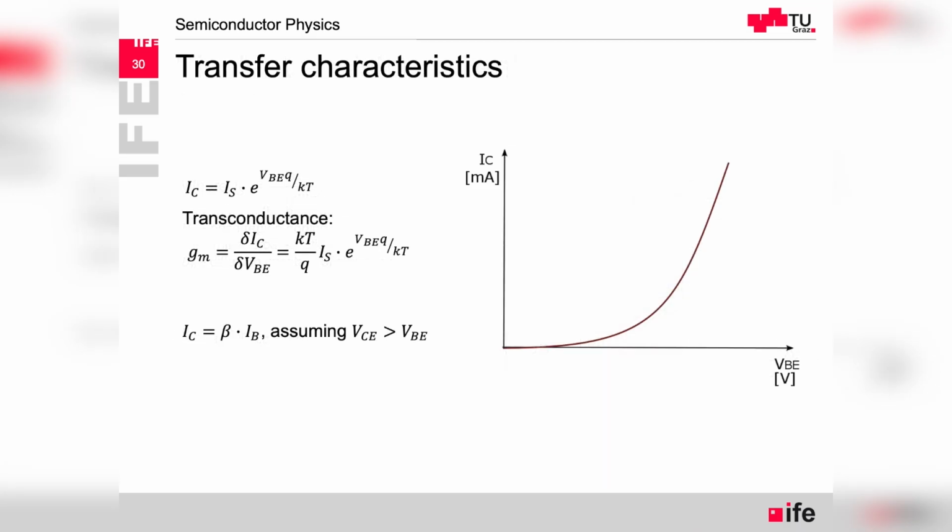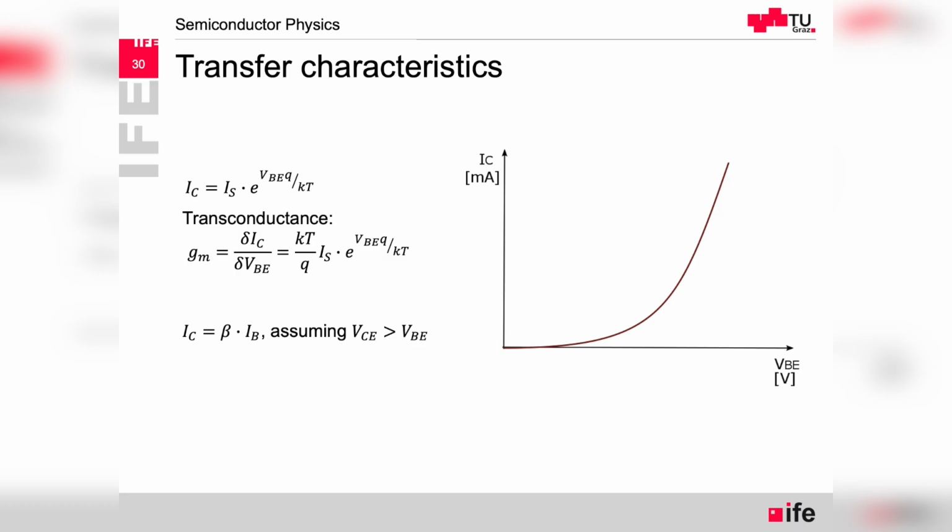For the transfer characteristic, we have the collector current as a function of the base-emitter voltage. So that's how we draw the transfer characteristics. Here we take the expression that we have already seen, but now actually plotting it as a function of this base-emitter forward voltage. What we can define here is the transconductance. That will be very interesting if we want to amplify the collector current modulated with the base-emitter voltage, for example.